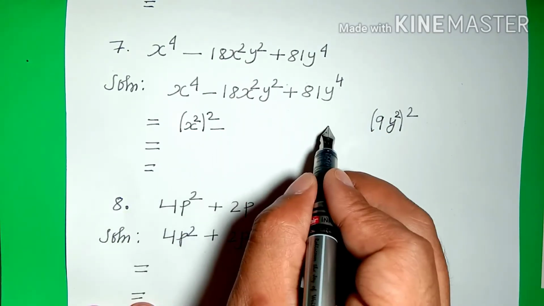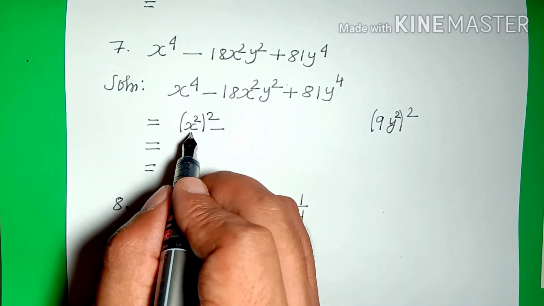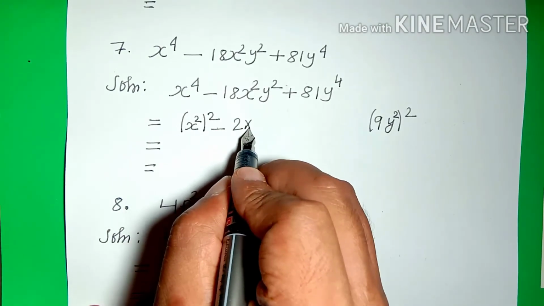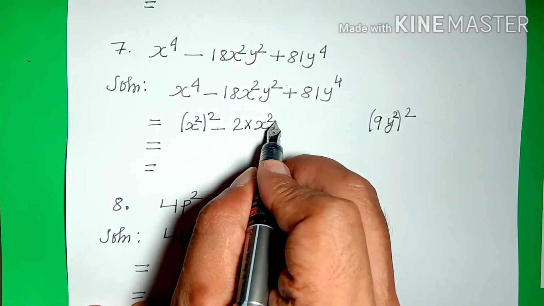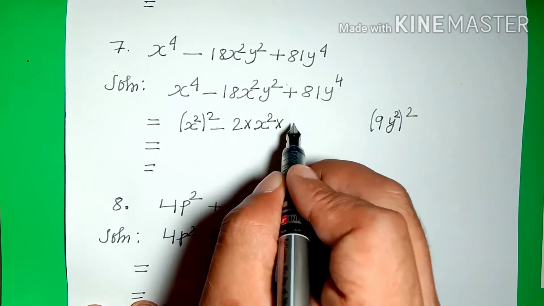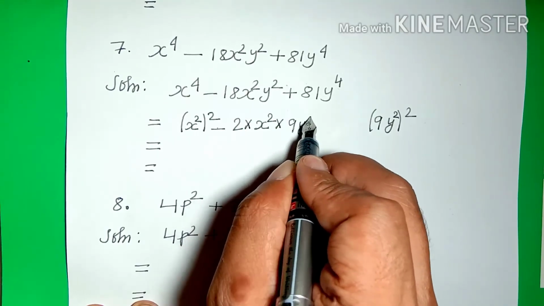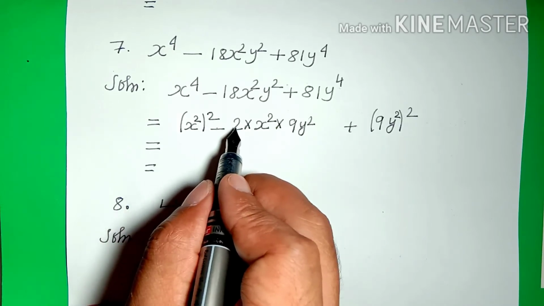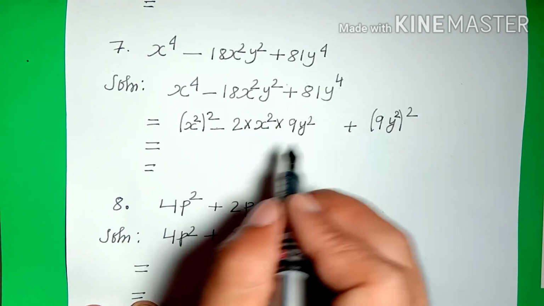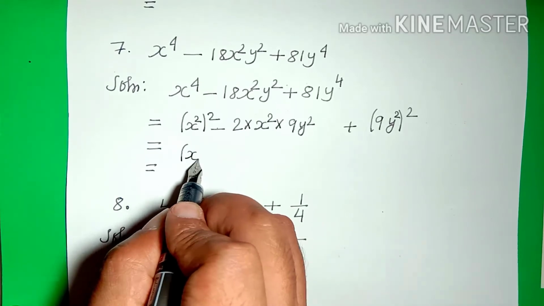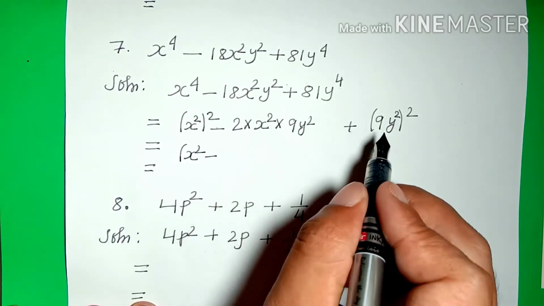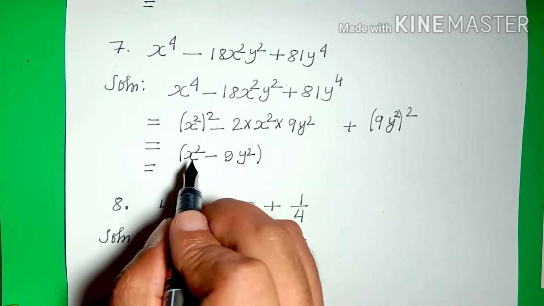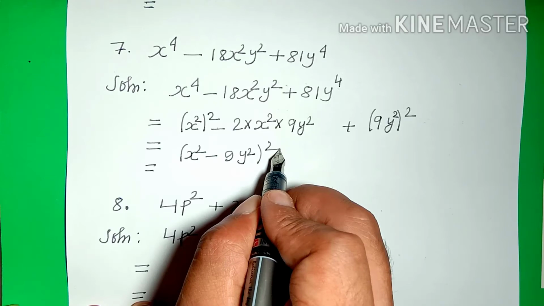Now minus, you'll have to fill it with 2ab. So I've got here a square minus 2 into a. So a means within the bracket here, that is x square, into b means here within the bracket 9y square, plus b square. We know that a square minus 2ab plus b square equals a minus b, which is 9y square. After that, a minus b the whole square.